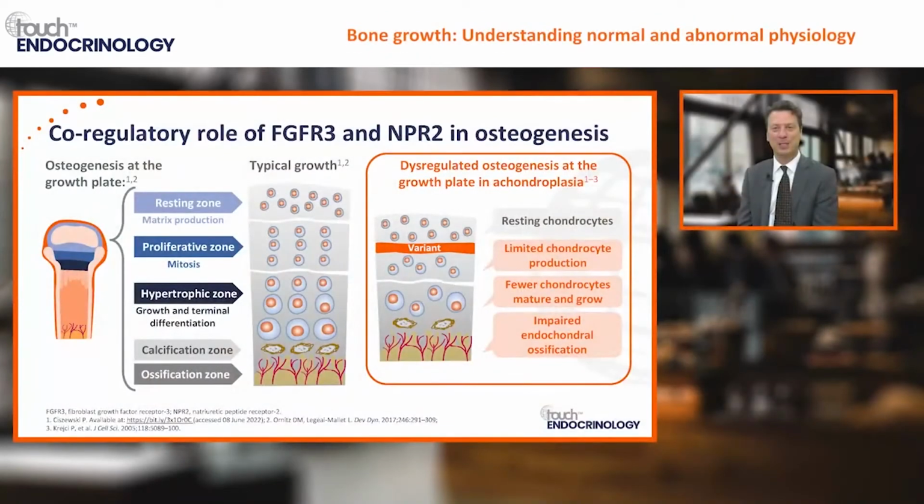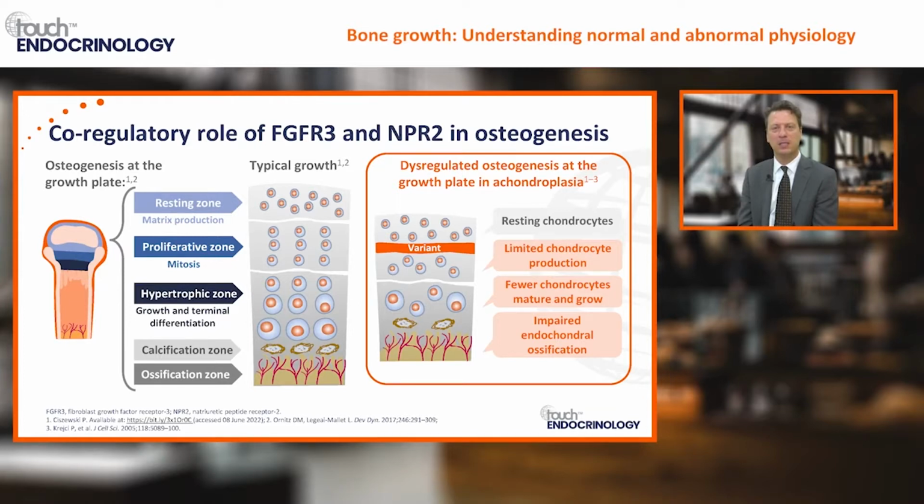In our first section, we'll be discussing bone growth, understanding normal and abnormal physiology. We're going to start by focusing on the growth plate. So the growth plate has 4 different zones, starting with the resting zone, the proliferative zone, the hypertrophic zone, and finally either the calcification or ossification zone where new bone is formed.